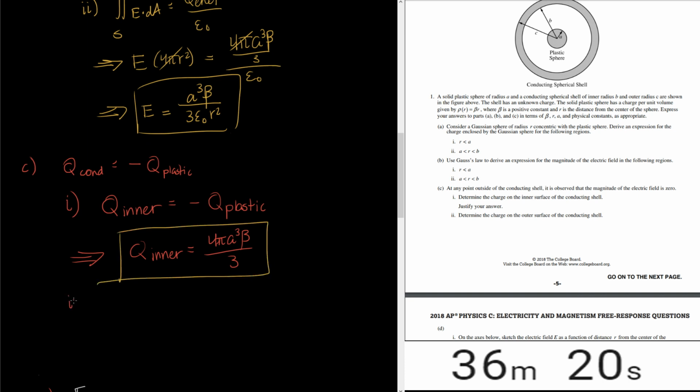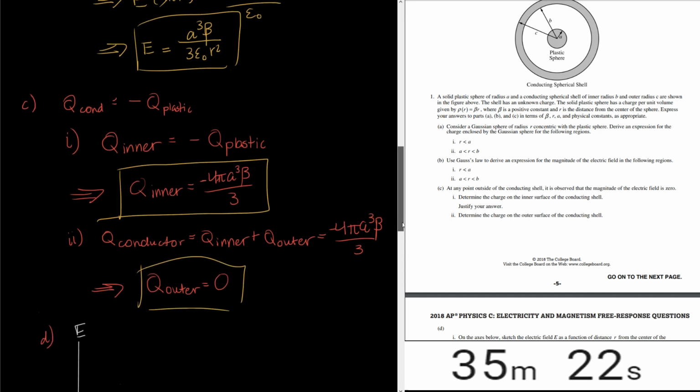And then for part 2, we have to determine the charge on the outer surface of the conducting shell. Well, remember, we are given that the magnitude of the electric field is 0 outside of the shell. So what that means is that somehow the shell must cancel out the sphere. That means the total charge on the conductor must be negative the charge on the plastic. All that negative charge just so happens to be on the inside. So the total charge on the conductor, which equals the charge on the inner surface plus the charge on the outer surface, equals negative 4 pi a cubed beta over 3. This implies that the charge on the outer surface is just 0.